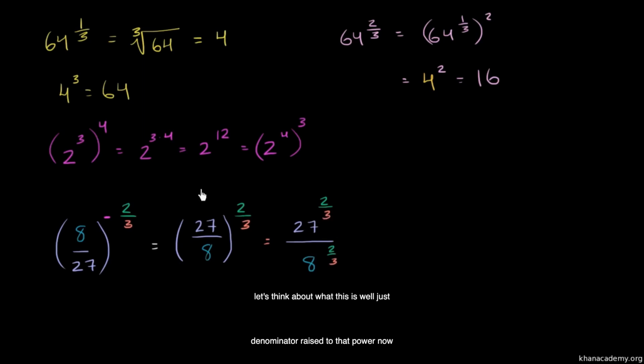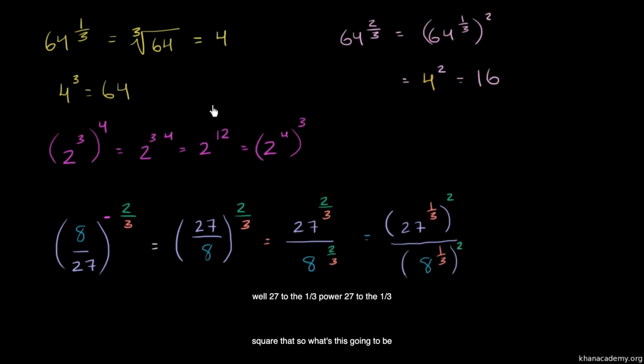Now let's think about what this is. Just like we saw before, this is going to be the same thing as 27 to the 1/3 power, and then that squared, because 1/3 times 2 is 2/3. So I'm going to raise 27 to the 1/3 power and then square whatever that is. That is going to be over 8 to the 1/3 power, raised to the second power. Same thing we're doing in the denominator: we raise 8 to the 1/3 and then square that.